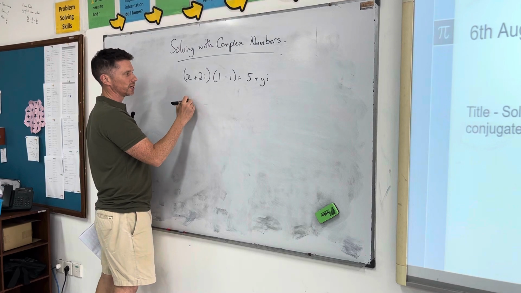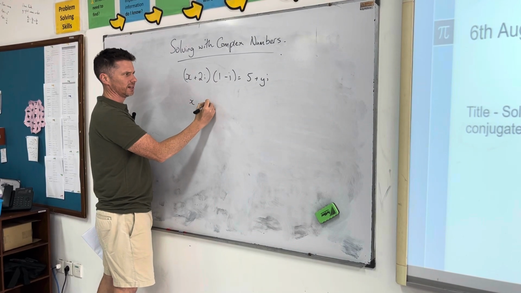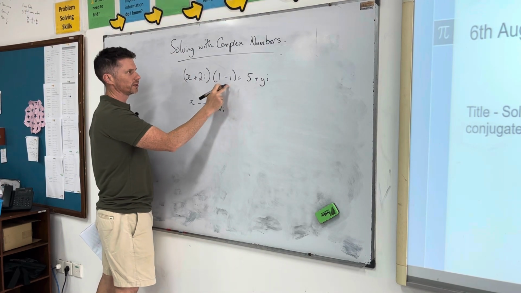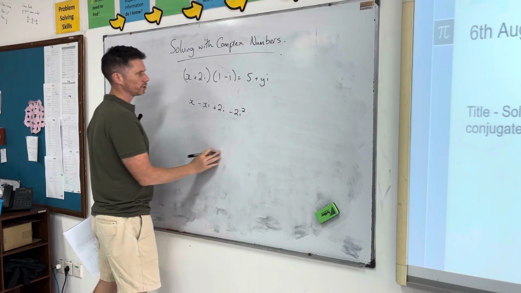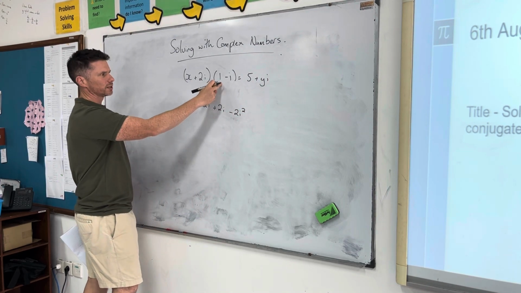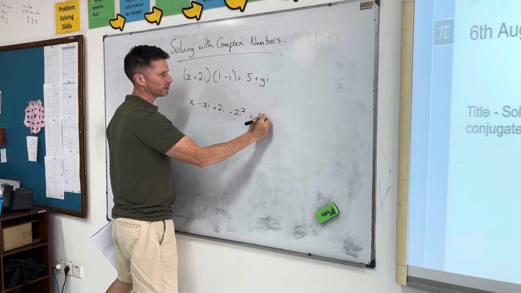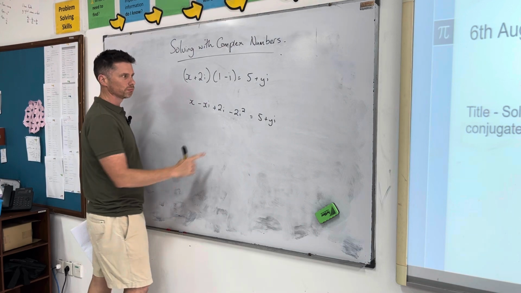X times the 1 gives an x. X times the minus i gives minus xi. These two together give plus 2i, and the final two multiplied together give minus, this times this. Yeah, and then we're here. Now this one, we're going to change in a second. You've noticed already, i squared is minus 1.